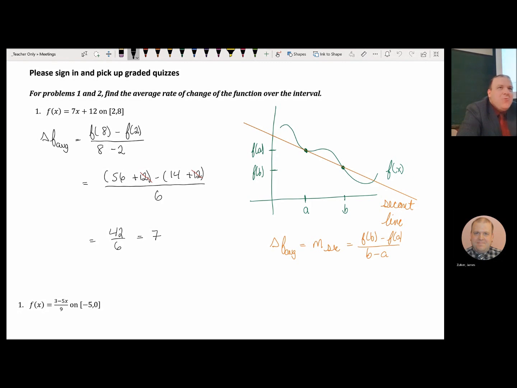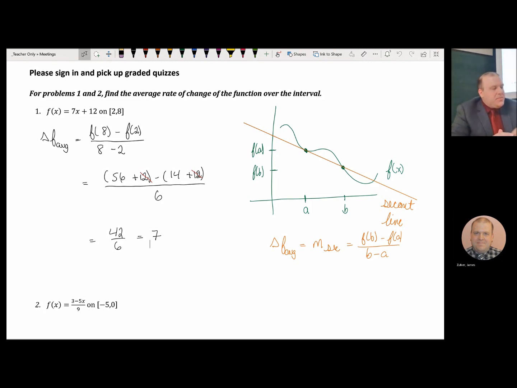But instead of actually evaluating it here, I did it this way to show that, look, the constants will just drop out. So really it's just 56 minus 14 instead of whatever it is, 68 minus 26. Gotcha. Nice.